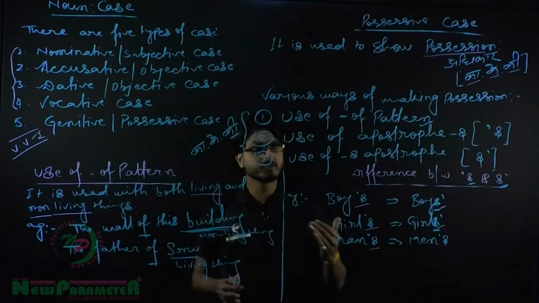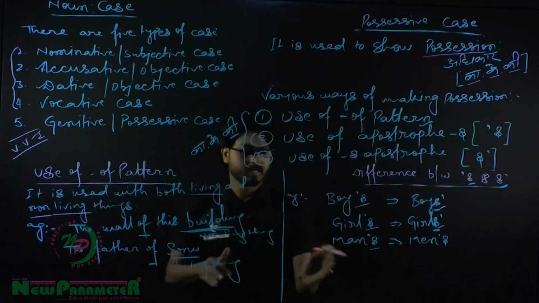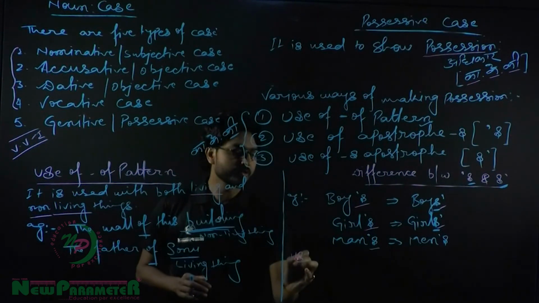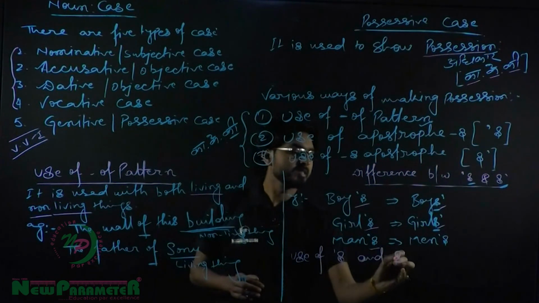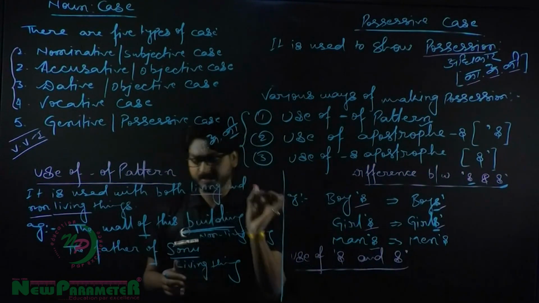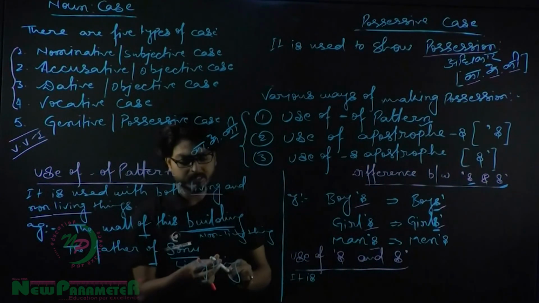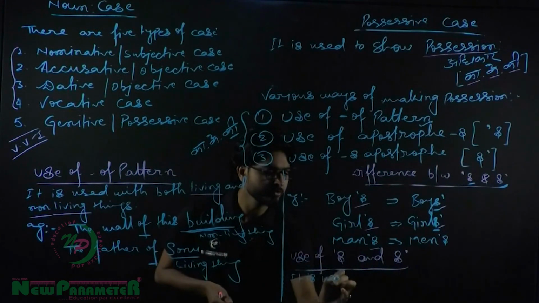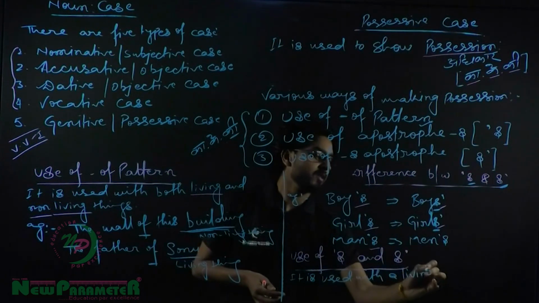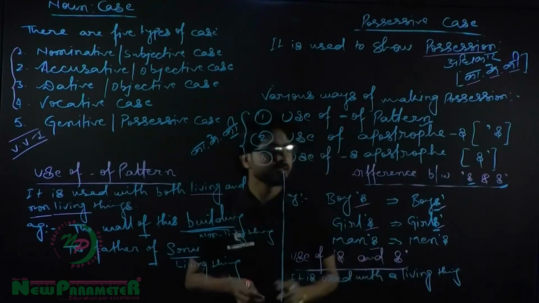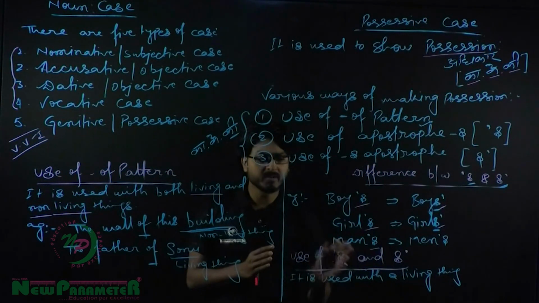Now we see the use of apostrophe s and s apostrophe. It is very easy. We can say it is used with a living thing. Whenever we use apostrophe s or s apostrophe, it can be used with a living thing.